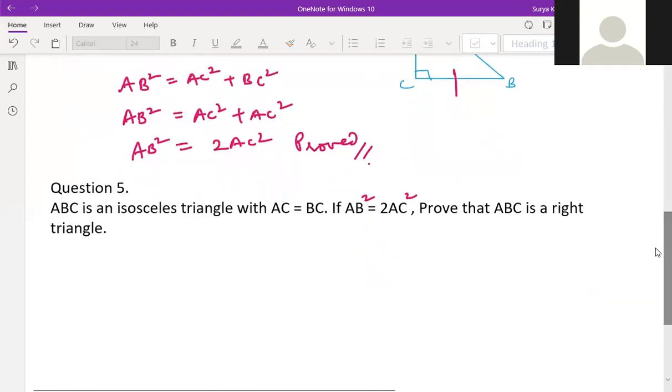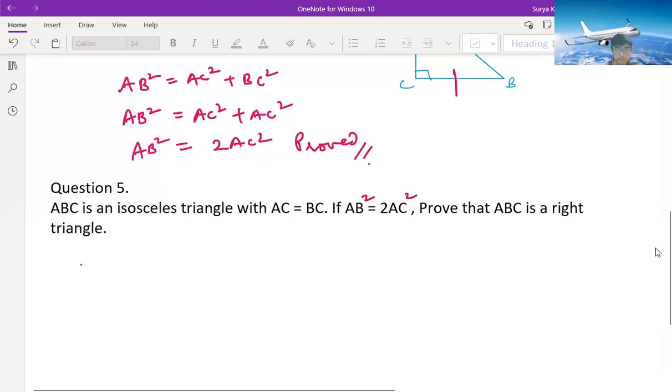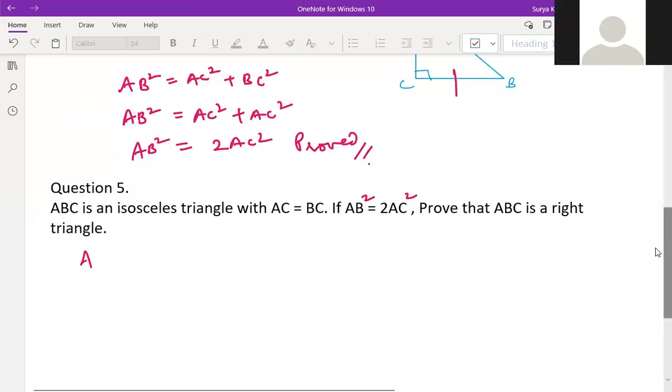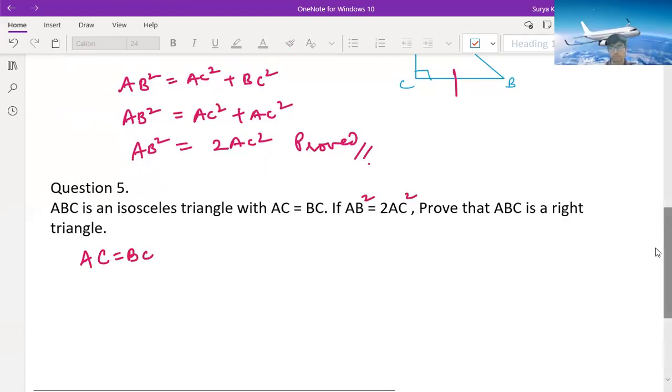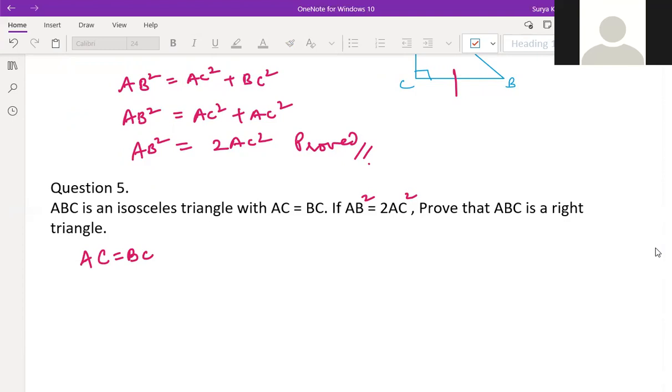So it's given that AC is equal to BC, and AB square is equal to AC square. So prove that ABC is a right triangle. Okay.